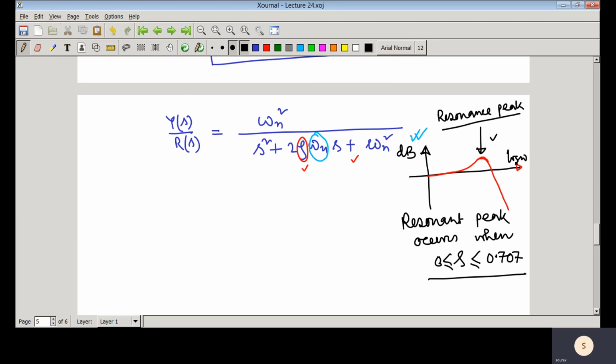Now this is the magnitude, and this particular magnitude is called MR, the resonant peak. This resonant peak indicates what your damping ratio is, and it also gives us some information about relative stability. So if MR is very high, then the zeta value is very small and the stability is also very small.